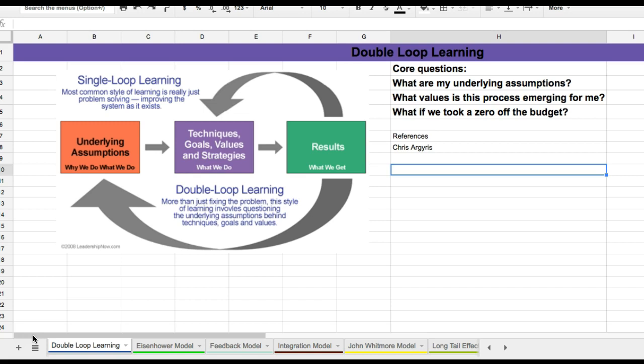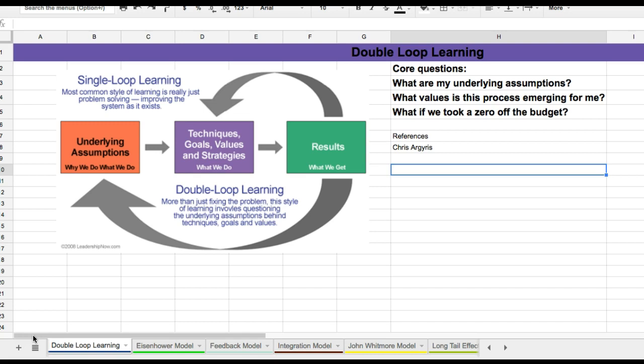phrase, essentially, or a concept, which he reframes as double loop learning, which he describes as not only fixing a problem, but thinking about the underlying assumptions that permeate this particular problem. Management theorists took this even further and began to develop a model which they called the double loop learning model, which Chris Argyris is the founder of. And what this does is it questions our underlying assumptions. It helps us think about our techniques, goals, values, and strategies, and then think about our results.